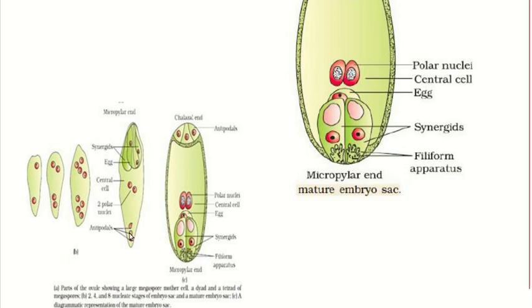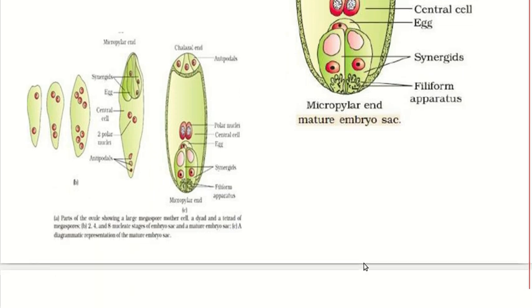2 polar nuclei. 3 nuclei move towards the chalazal region and they form the antipodals. Polar nuclei later fuse to form the central nucleus or secondary nucleus. After fertilization, it is called the primary endosperm nucleus.